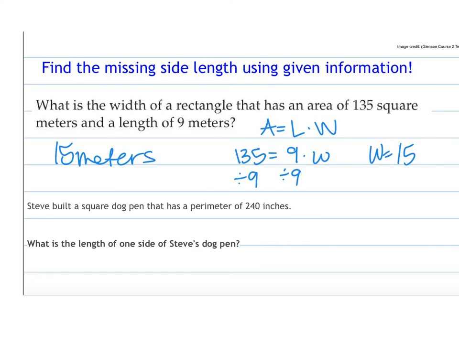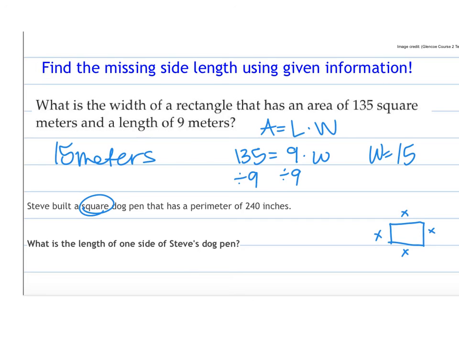Steve built a square dog pen that has a perimeter of 240 inches. What is the length of one side of Steve's dog pen? Okay, because we are talking about a square, what do we know about a square? Well, we know all of the sides are the same, so we could pick all of the same variable. We know that every single side, whatever the value is, they are all going to be equal.